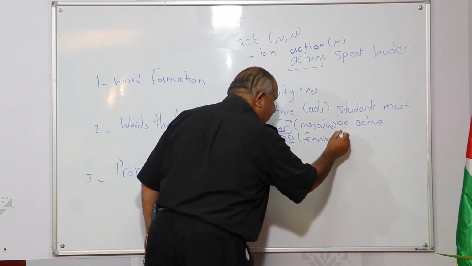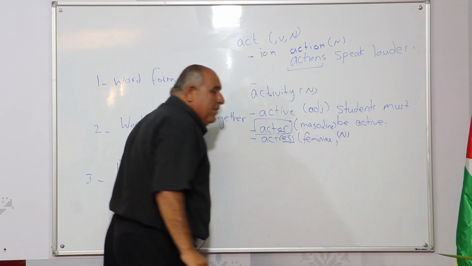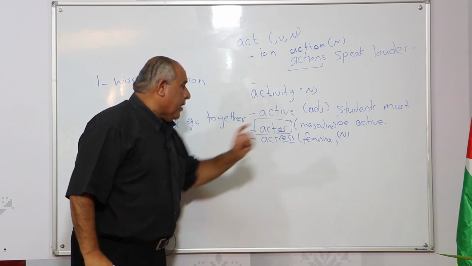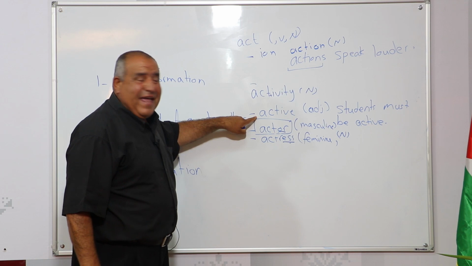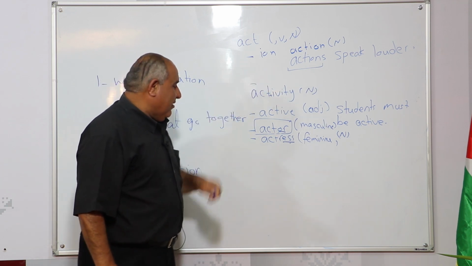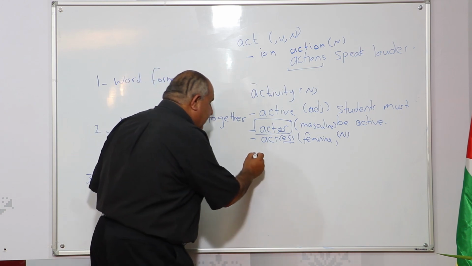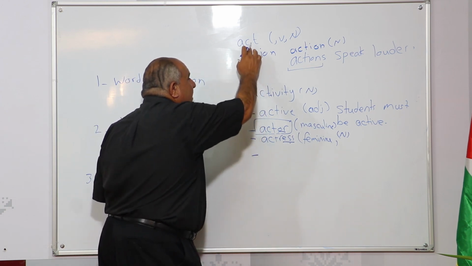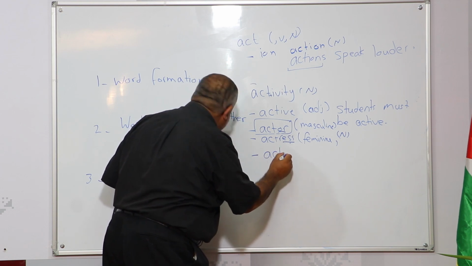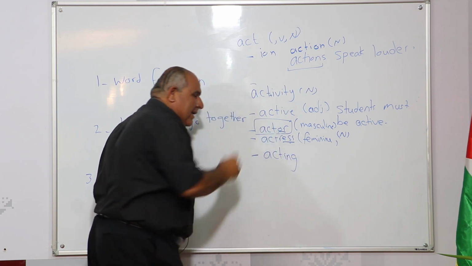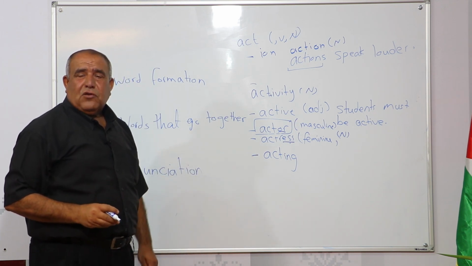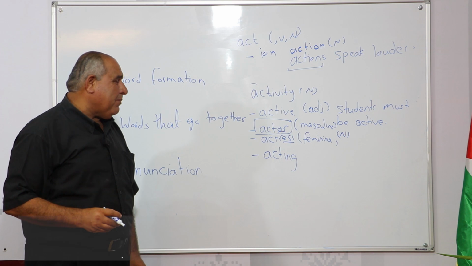So this is also a noun. These nouns must be person. Then actor and actress are nouns which are person. Active is an adjective. Activity is a noun. Or action is a noun. Now, the fifth word which can be made from the word act is acting. Acting is formed as a noun, similar to gerunds and present participle.